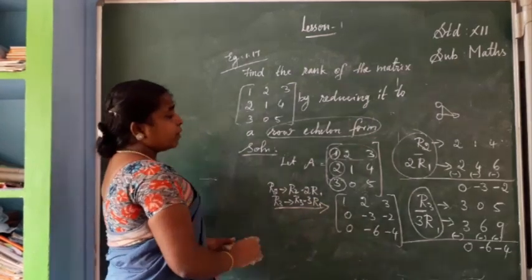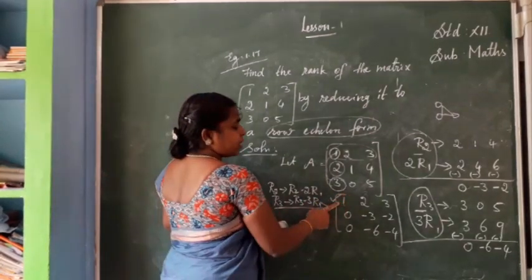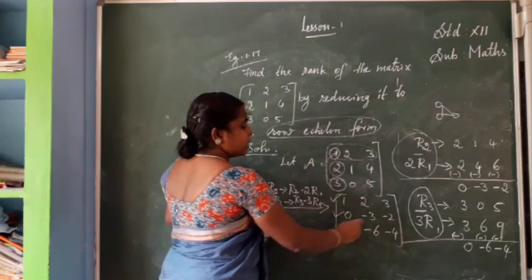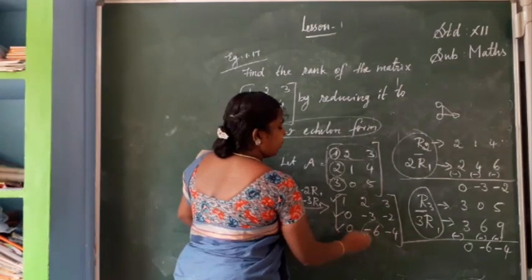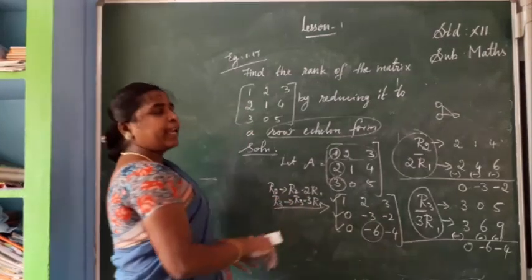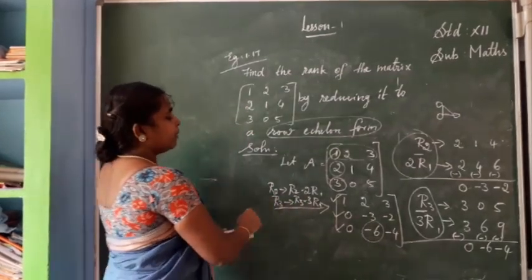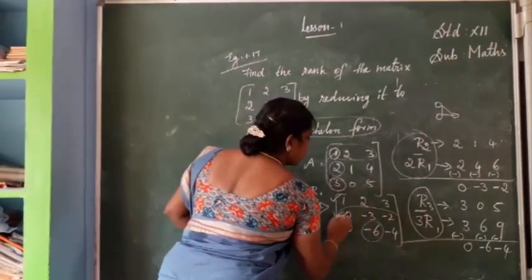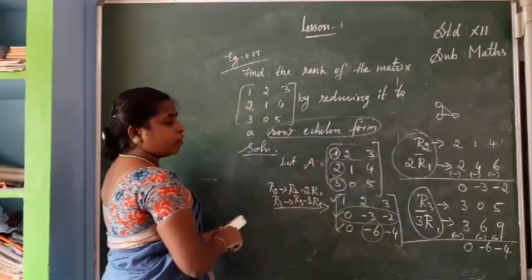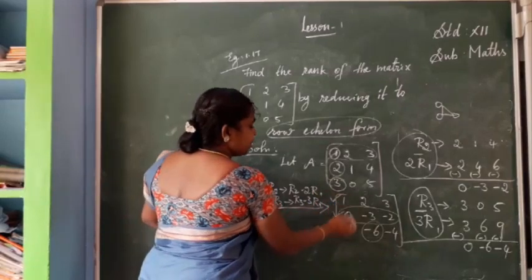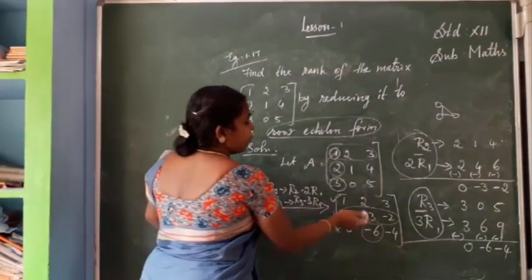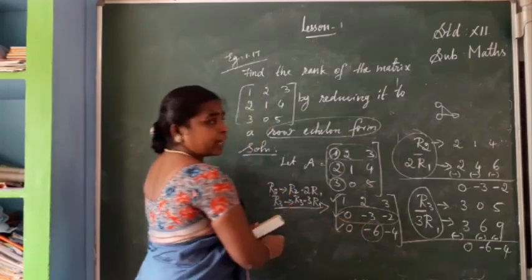Okay, so now you see, first step over, this is non-zero. Next is the element 0. Next element also 0. Next, in the third row, the second element should be 0. Then only it is Euclidean form. So I am going to convert minus 6 into 0. For that you have to use the R2 row only. You should not use the first row. If you use the first row, the first element will become non-zero. So you have to use the second row only.